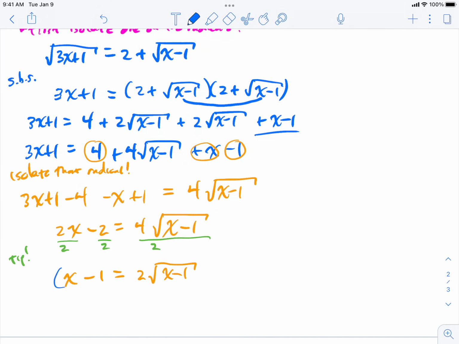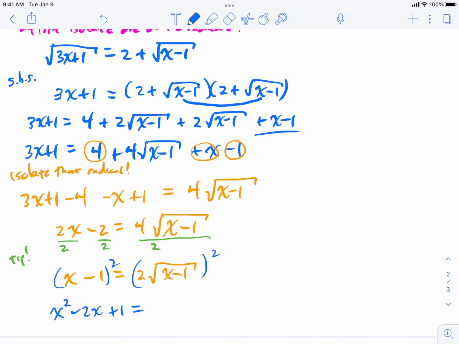I'll hit back to blue now. Square both sides. Square both sides. So the left side, again, you're going to have to FOIL. Write it out if you have to. But you FOIL x minus 1 times x minus 1. You end up with x squared minus 2x plus 1.